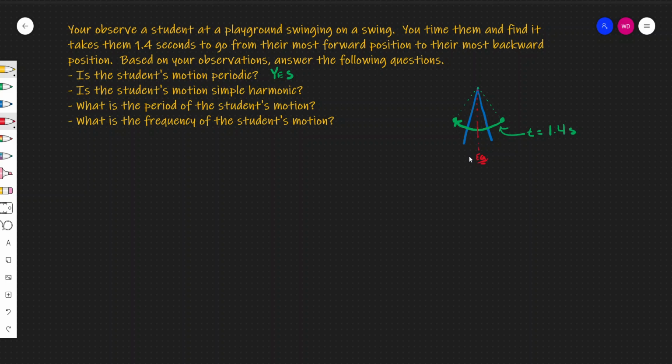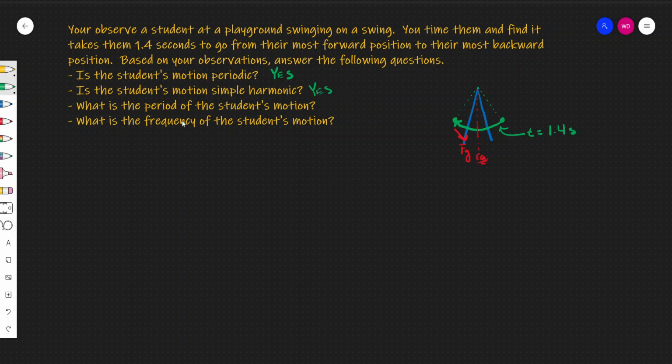Is there a restoring force bringing it back? Well, the answer to that is also yes. Because what is bringing the student back towards this equilibrium point every time? That is the force of gravity pulling them down. So the force of gravity is the restoring force in this, and there is an equilibrium point, so we can say, is this student's motion simple harmonic? Yes, it is also simple harmonic.